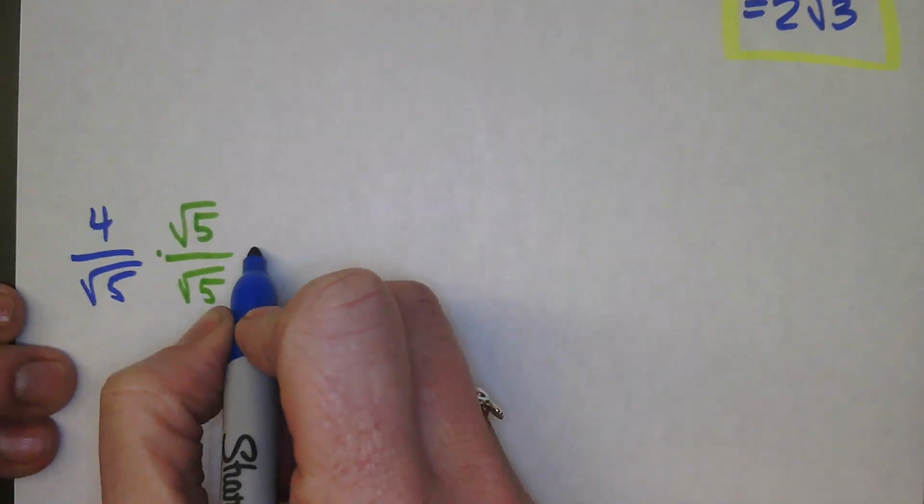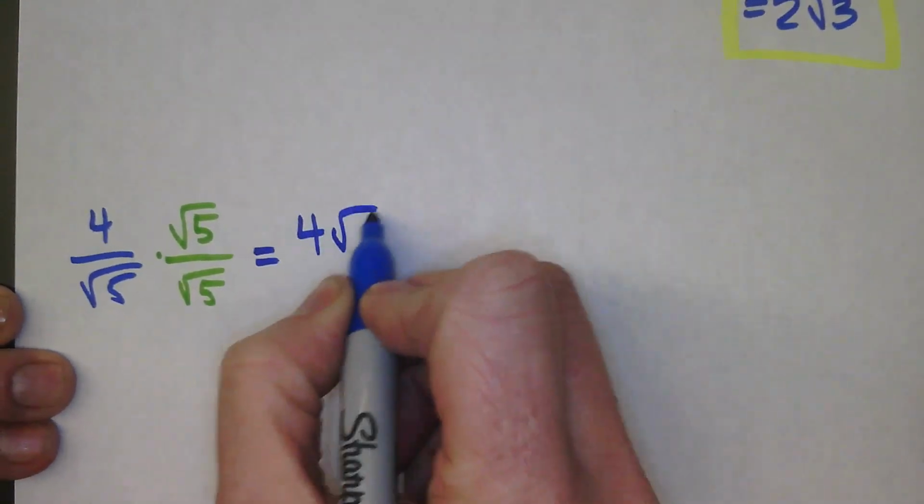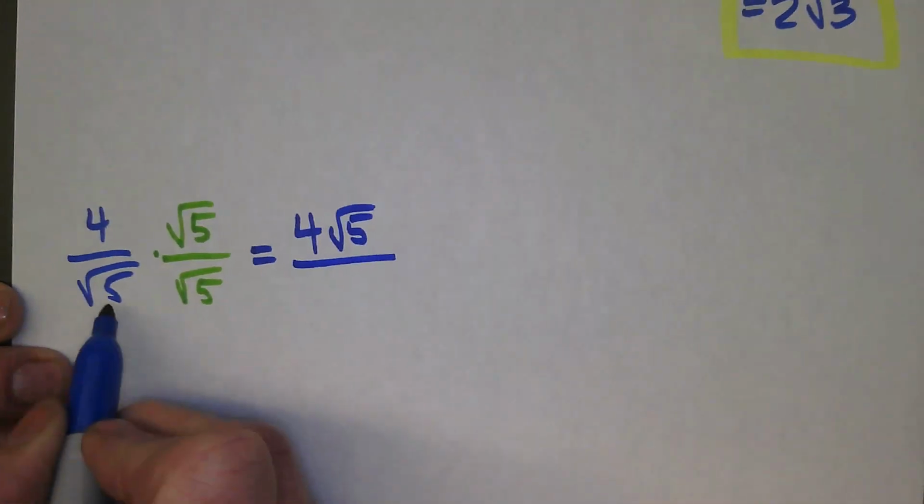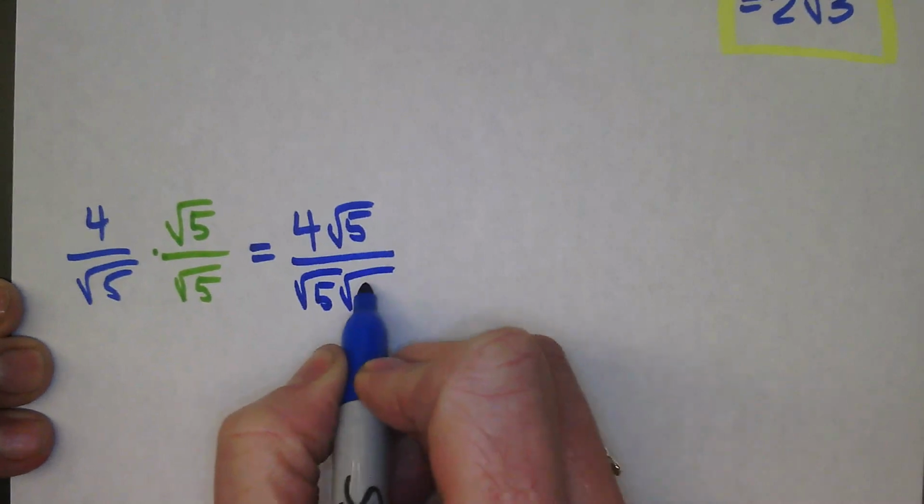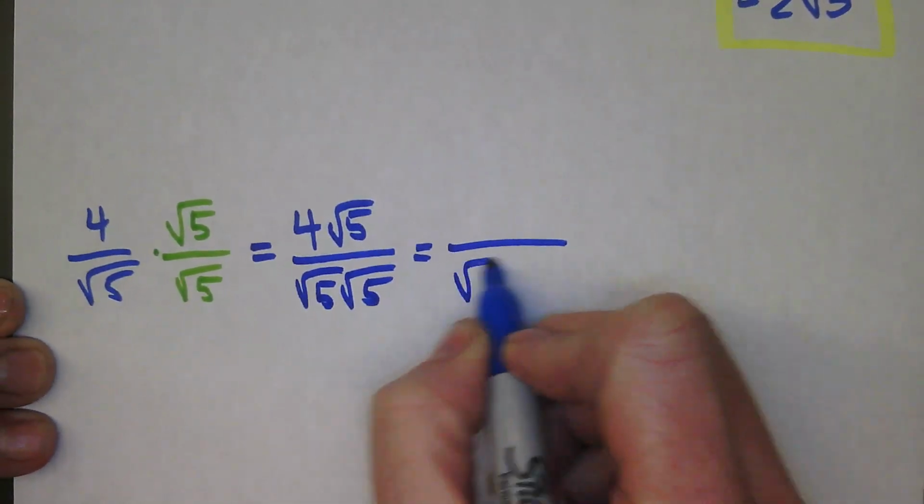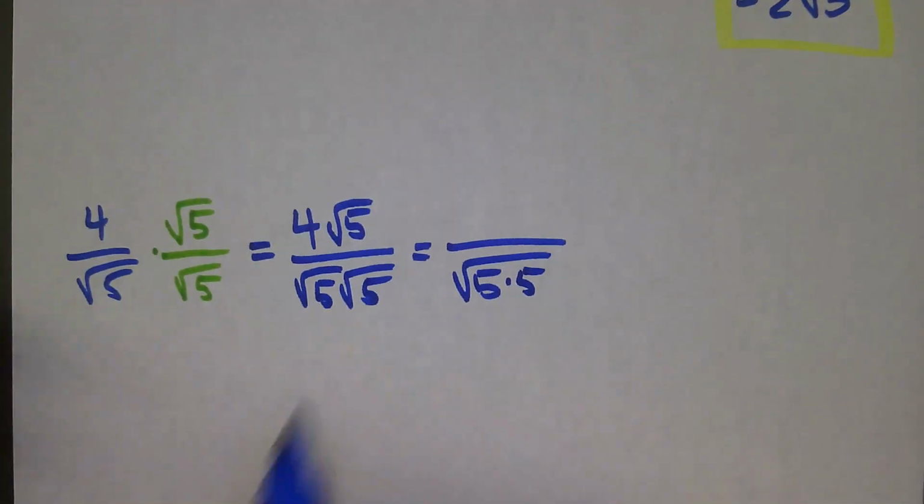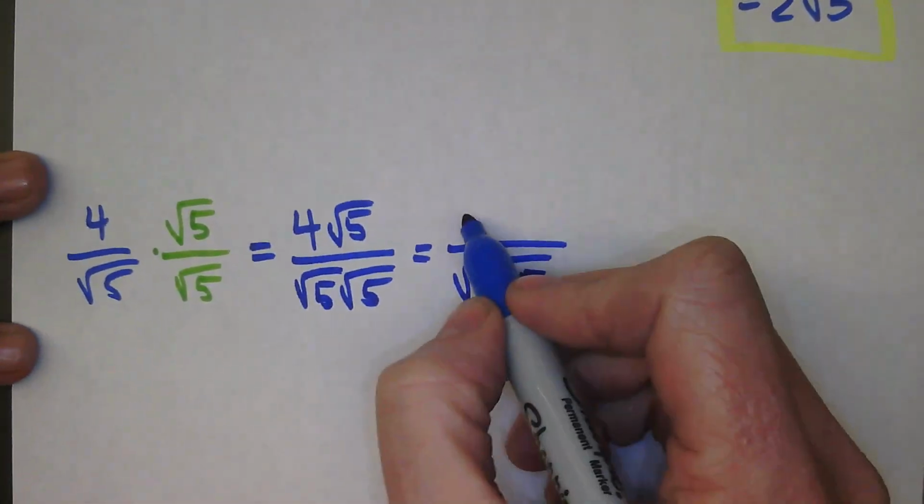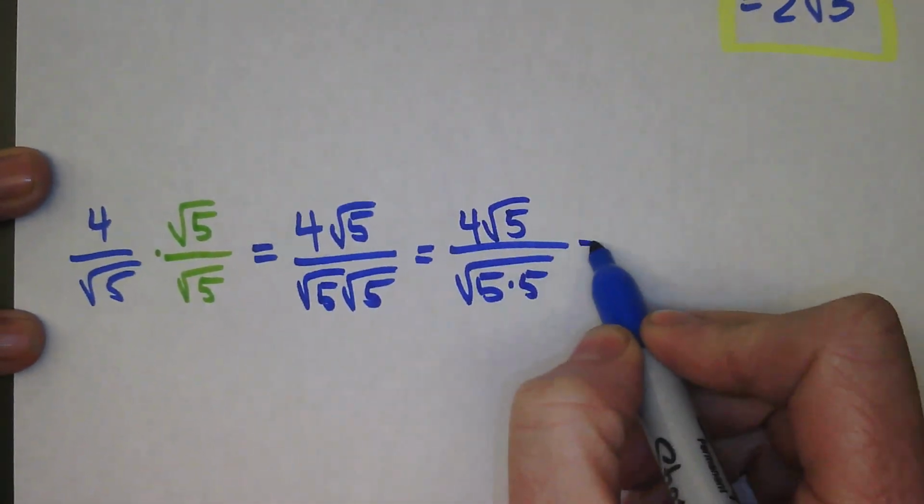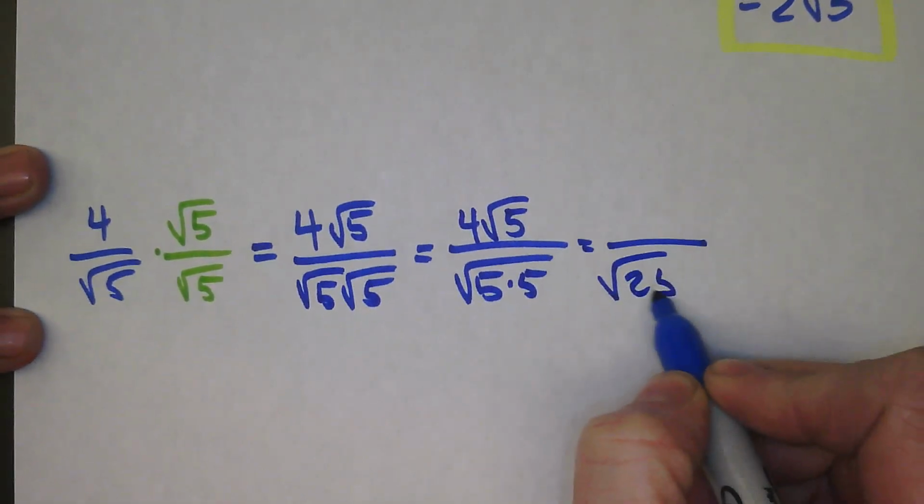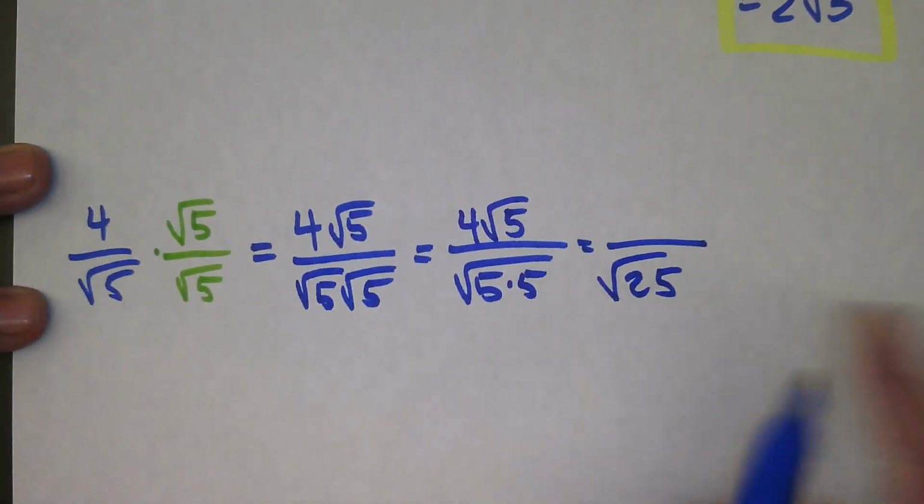When we multiply fractions, we just multiply straight across, so we end up with 4 square roots of 5 here. In the denominator, this is square root of 5 times the square root of 5. So that becomes the square root of 5 times 5. Since they're both square roots, they're being multiplied, we can put them both underneath. So now we got the square root of 25, which is good. That's what we want. That's a perfect square.